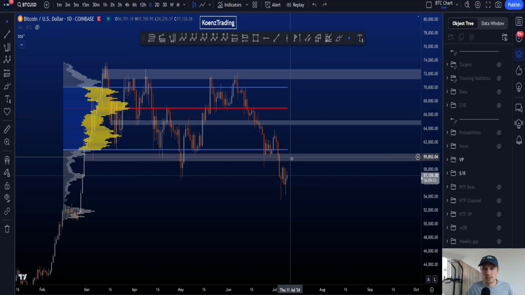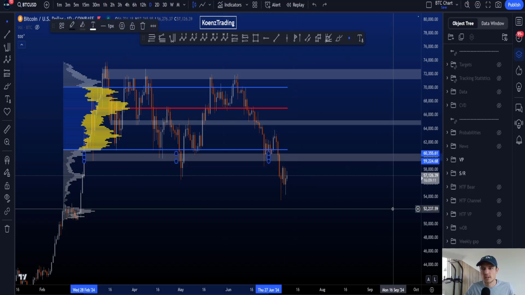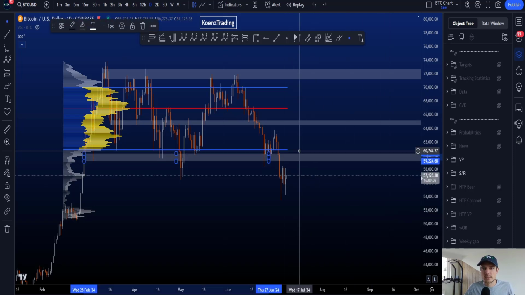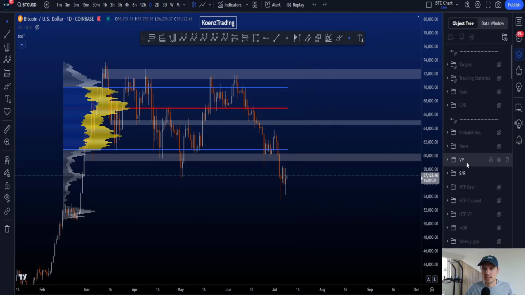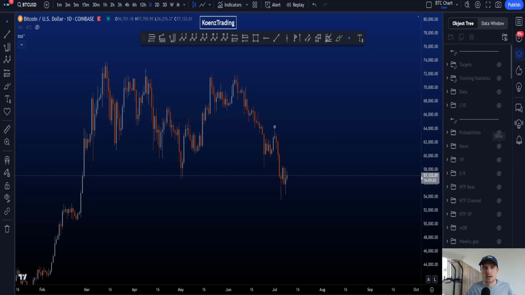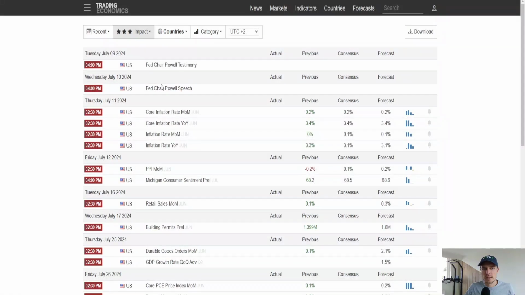Now the support resistance area on the chart is between 59.2 and 60.3k, 60.4k, and the value area low here at about 61k. Please be aware that there is going to be news today. I will be live on YouTube at that time, 4 p.m. Central European time. There is some high impact news, 3 stars as you can see on the website Trading Economics. So make sure you trade safe.